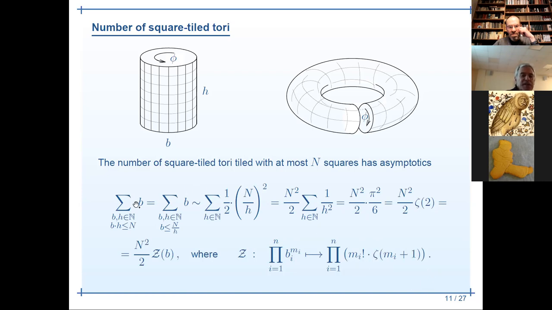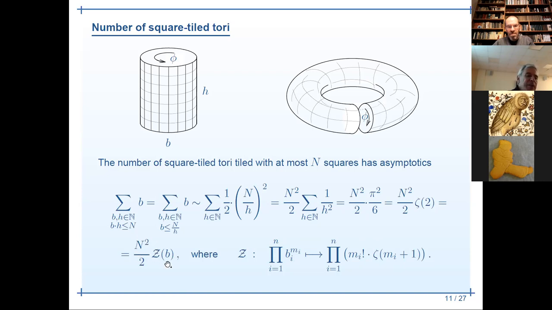So I started from a sum of a polynomial in B where I count the sum with respect to all B and H such that BH is at most N. And I get this answer.